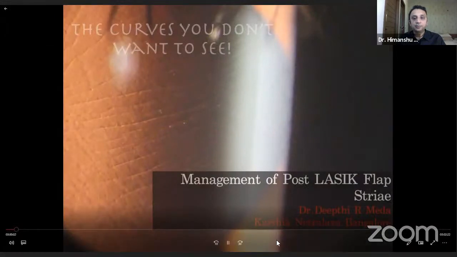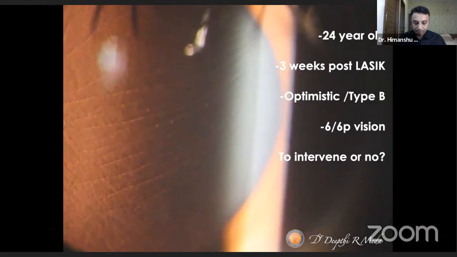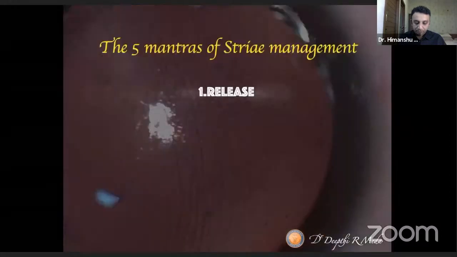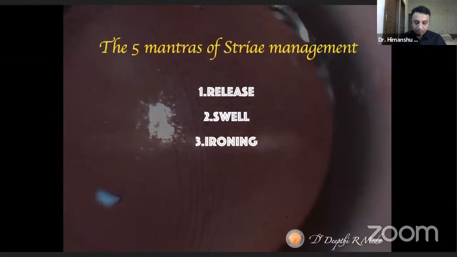Hello, everyone. So this was a 24-year-old girl. It was 3 weeks post-LASIK, a very optimistic girl who had 6/6 vision with a little complaints of halos and glare. So the question was to intervene or not, and after a lot of discussions, both of us decided we should intervene. And this was the 5-step surgery that we performed, and let's see how it went.